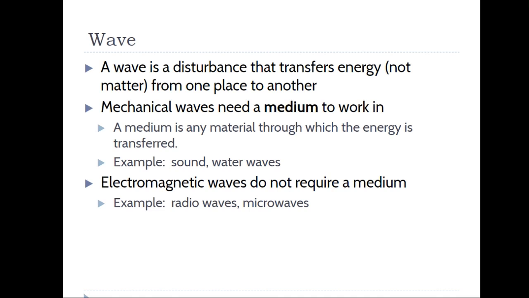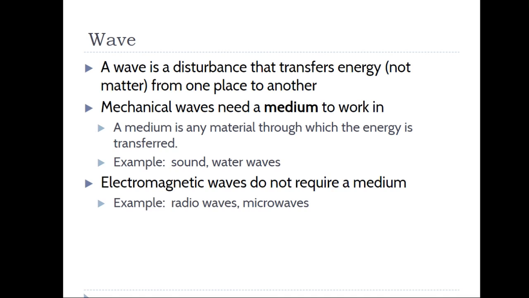The first wave is the mechanical wave, and it needs an actual medium to work through. Basically, if it's traveling along from point A to point B, it's going to need a particular medium to work within. Whether that be some type of solid, some type of liquid or gas, it will need something in order to travel from point A to point B. And a medium is any material through which the energy is transferred.